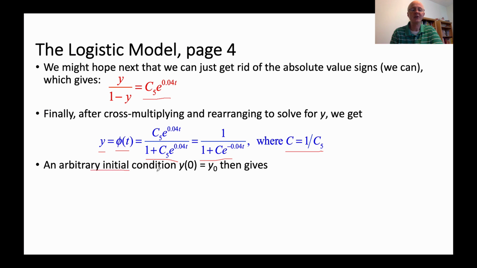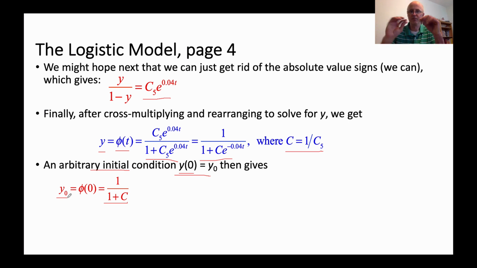An arbitrary initial condition, y of 0 equals y sub 0. Here already I'm moving away from my phi notation, but don't worry about that. Again, this is traditional notation for the initial condition. Gives what? We can solve for c. Plug in t equals 0 right here. e to the 0 is 1, so you get 1 over 1 plus c, which is what you see here. Has to equal the initial y0, whatever number that happens to be. You want to think of that as a fixed number.